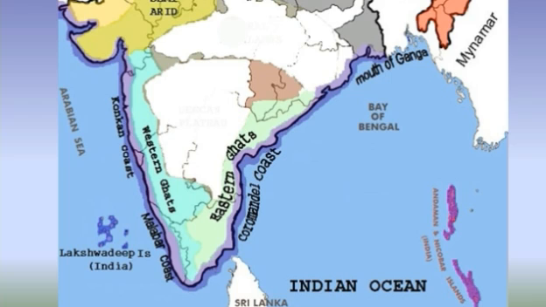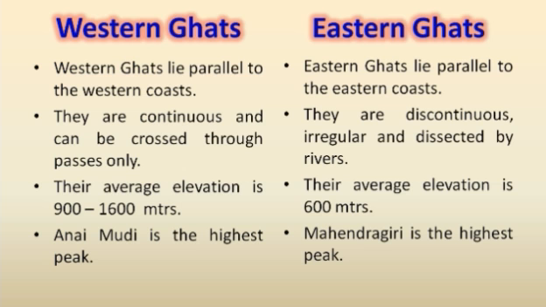Now we will see the difference between the Eastern Ghats and the Western Ghats. The Western Ghats lie parallel to the western coast while Eastern Ghats lie parallel to the eastern coast. Western Ghats are continuous and can be crossed through passes only, while Eastern Ghats are discontinuous and irregular. They can be dissected by rivers that drain into the Bay of Bengal.